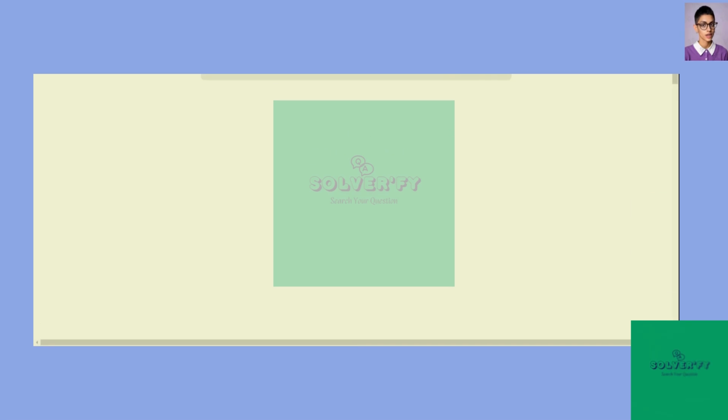We are given an integral and a value of n, and in each part we're asked to use a certain rule to approximate this integral with this value of n. The integral is the integral from 0 to 4 of the natural log of 1 plus e to the x, where n is equal to 8.